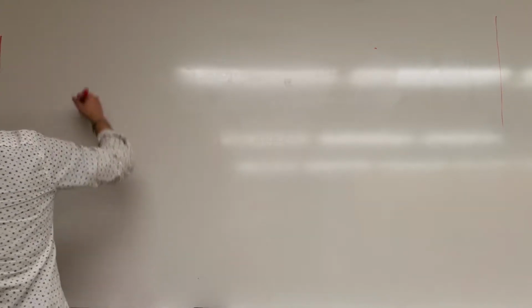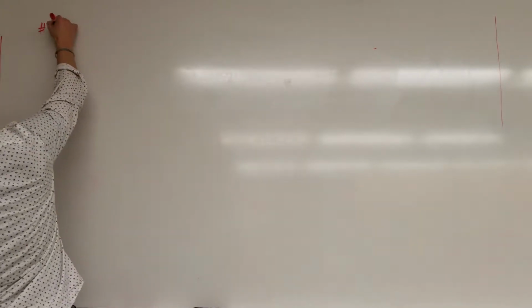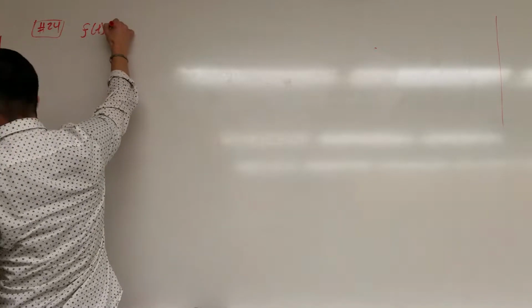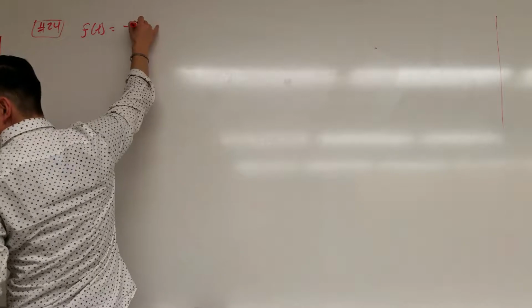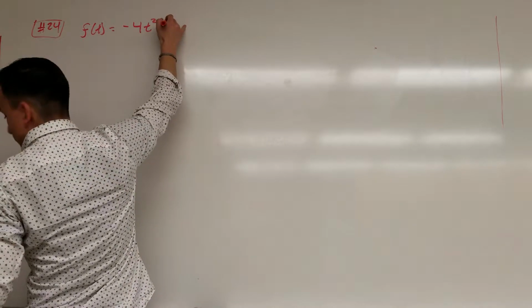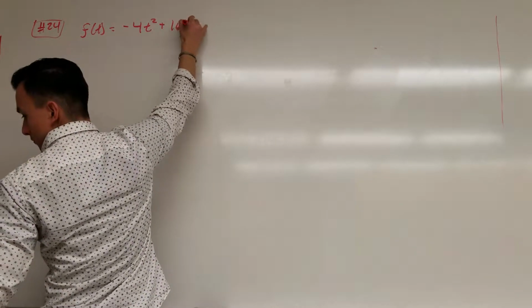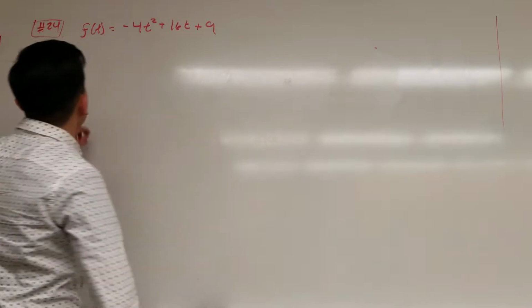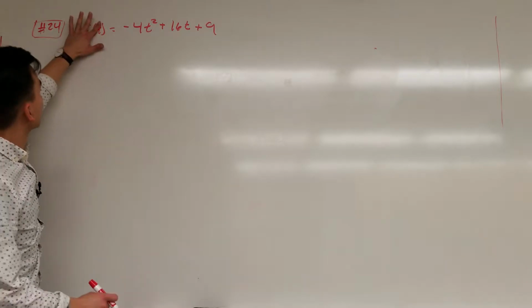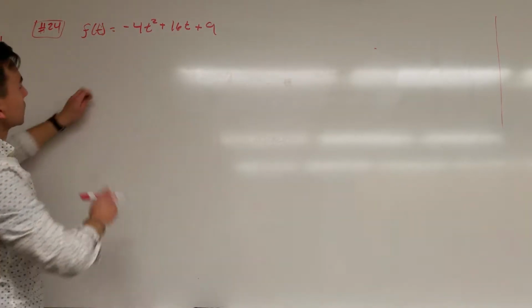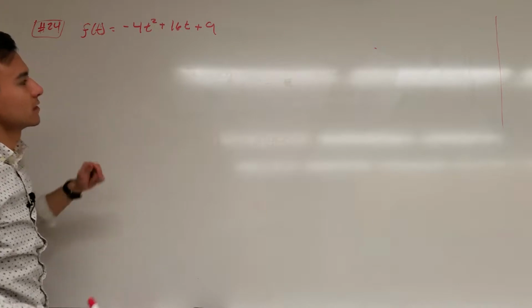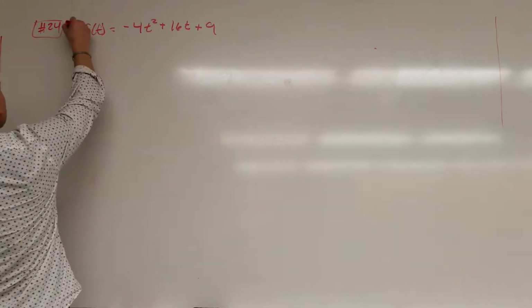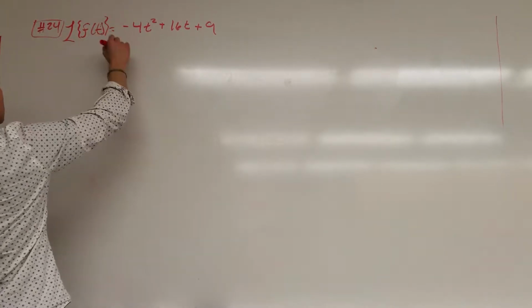Okay, so we'll start off with this one. Okay, so we have a function f of t. A function f of t is equal to -4t squared plus 16t plus 9. All right, so what we're going to do is we're going to Laplace the function.